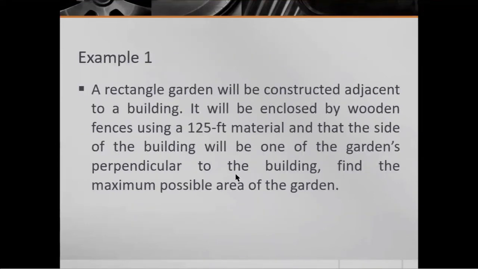And now let's start with example 1. A rectangular garden will be constructed adjacent to a building. It will be enclosed by wooden fences using 125 feet of material, and the side of the building will be one of the sides of the garden perpendicular to the building. Find the maximum possible area of the garden.